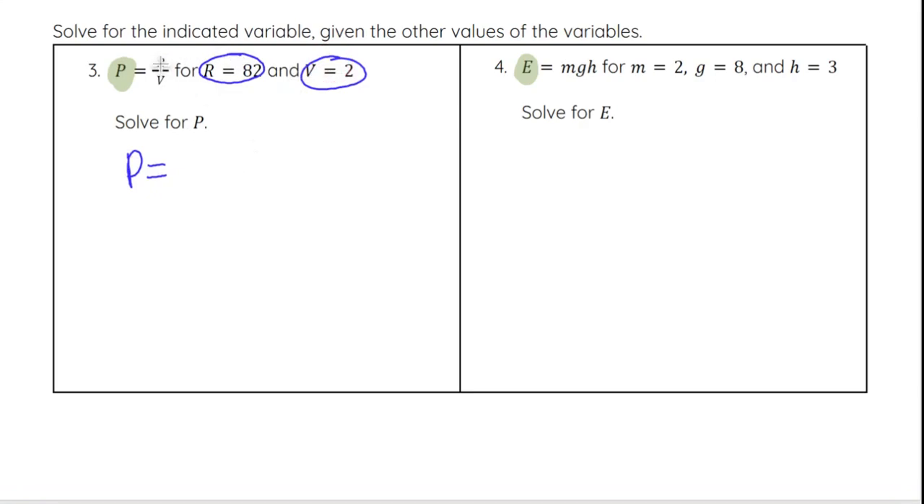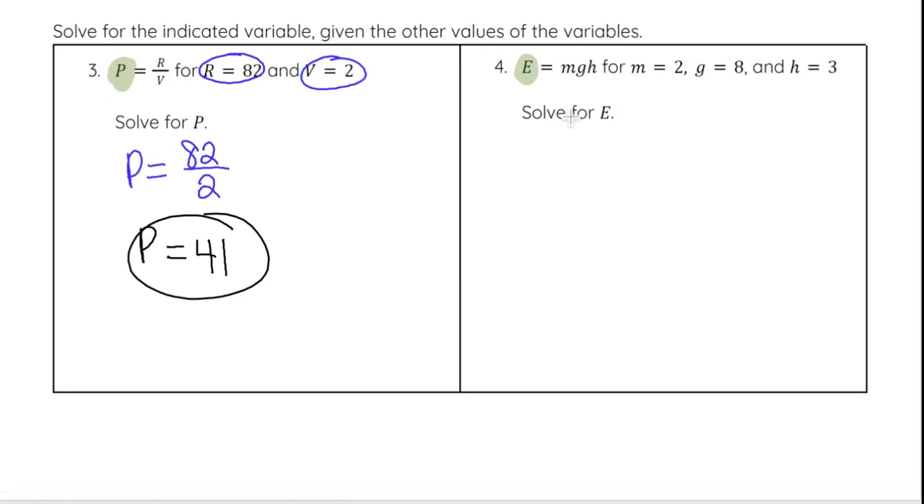So we can set this up by plugging in 82 for r, which is going to be 82 on top, over 2 for v. And because the variable p is already by itself and we're solving for that, the concept when you're solving an equation is to get that variable by itself. It's already there. So we can do 82 divided by 2 to get the value of p, which is going to be 41.